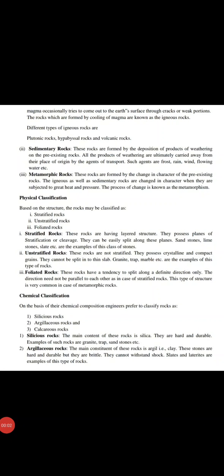The magma occasionally tries to come out to the surface through the cracks and the weak portions. The rock which is formed by cooling of magma is known as igneous rocks. The different types of igneous rocks are plutonic rocks, hypabyssal rocks, and volcanic rocks.